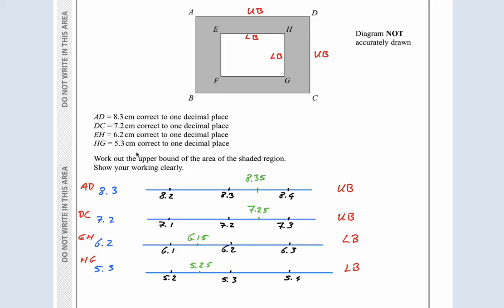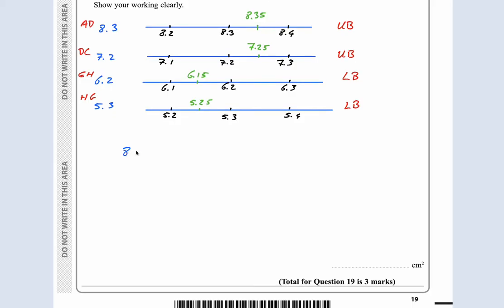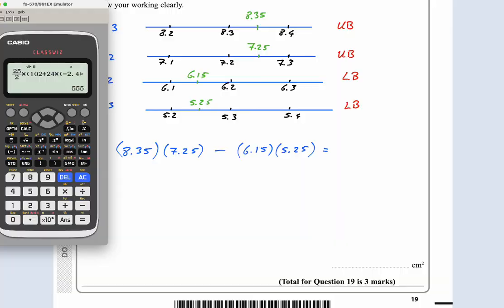Okay, now I just need to find the upper bound of the area, showing you're working, right? So the upper bound will be this times this to give me the big rectangle, minus this times this, and that's it, because I'm subtracting the smaller rectangle, which I wanted to make small. So I do 8.35 times 7.25. That's the area of the outer rectangle, minus 6.15 times 5.25.